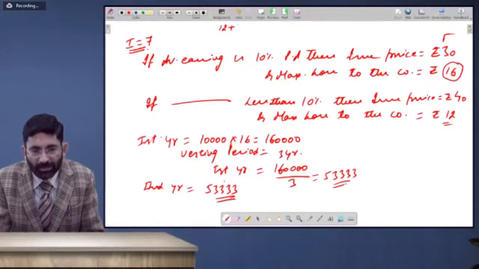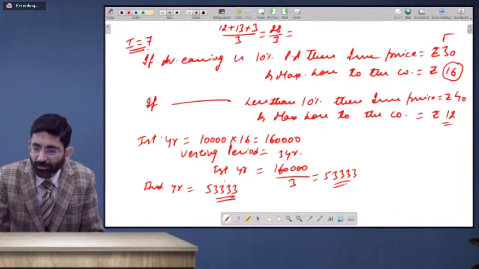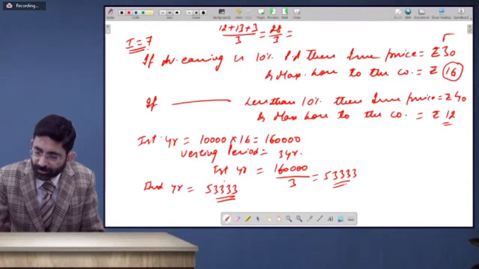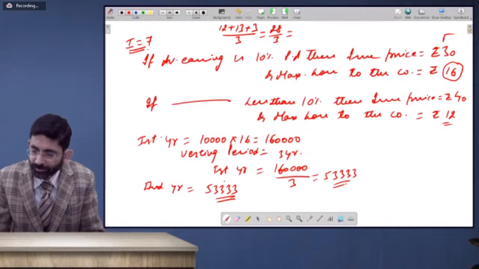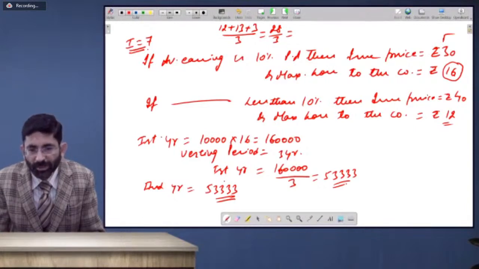12 plus 13 plus 3 divided by 3. 28 by 3. So the average earning is 9.33. We need 10%. So target is not achieved.